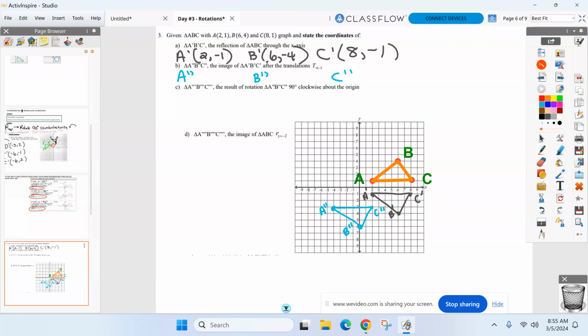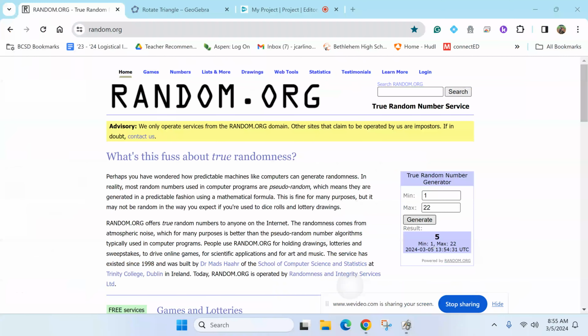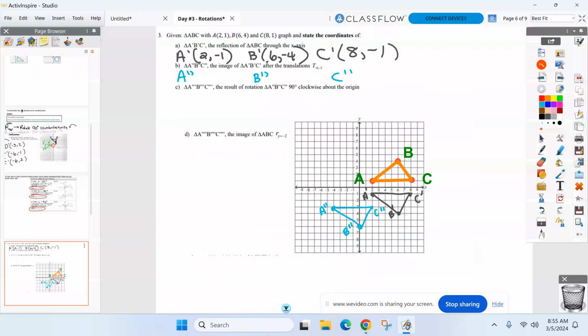All right, double prime coordinates. Let's do this. A double prime: -4, 1. Good, 1 for 1. B double prime: 0, -6. Good, 2 for 2. Don't screw it up. C double prime: 2, -3. We got a winner there. Everyone's good. Now here comes the tough one.